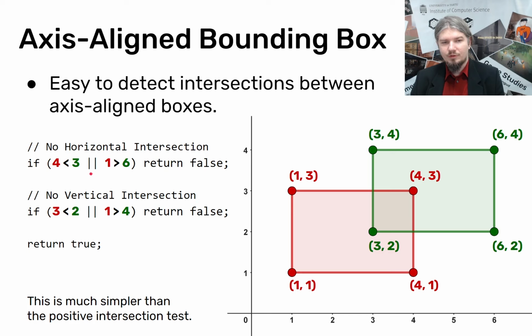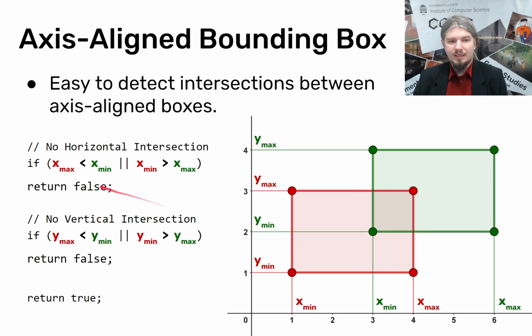If any of those conditions hold true, then we know that these two boxes do not intersect. They only intersect when they have both a horizontal intersection and a vertical intersection, and in that case, we return true. And again, code-wise, this is much simpler to implement than a positive intersection test. Generally speaking, we are testing if the maximum X of one box is below the minimum X of another box, or the minimum X of one box is above the maximum X of the other box. This is the horizontal intersection test, and the vertical one is the same with Y.